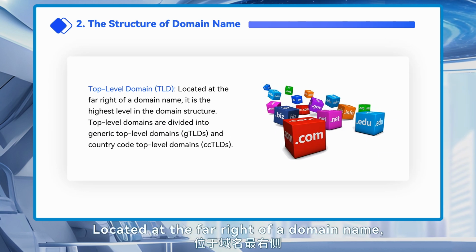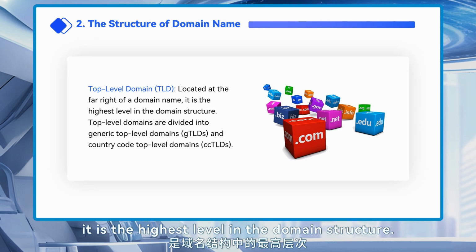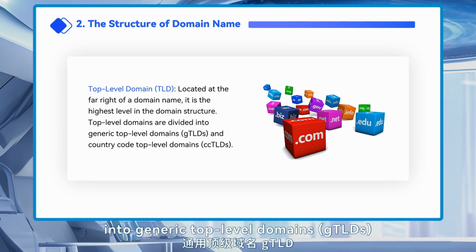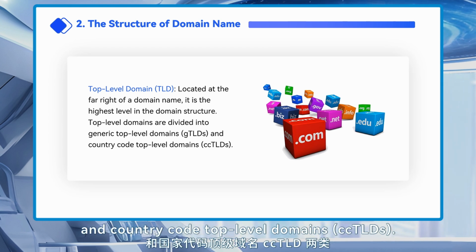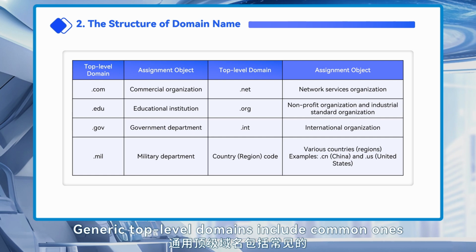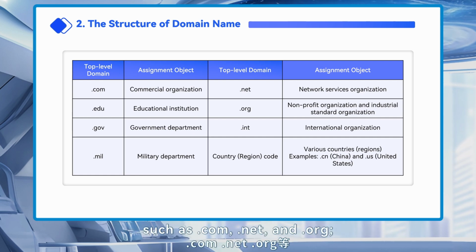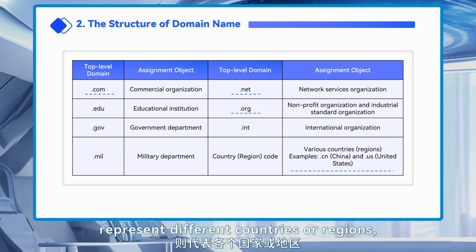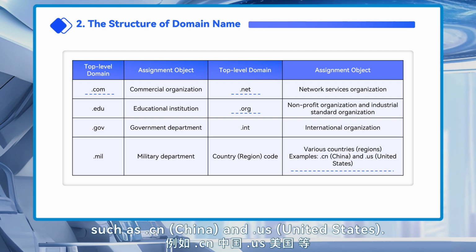Top-level domain, located at the far right of a domain name, is the highest level in the domain structure. Top-level domains are divided into generic top-level domains and country code top-level domains. Generic top-level domains include common ones such as .com, .net, and .org. Country code top-level domains represent different countries or regions, such as .cn, China, and .us, United States.